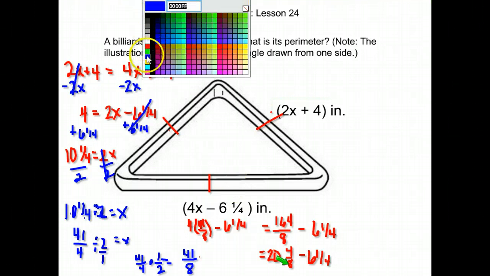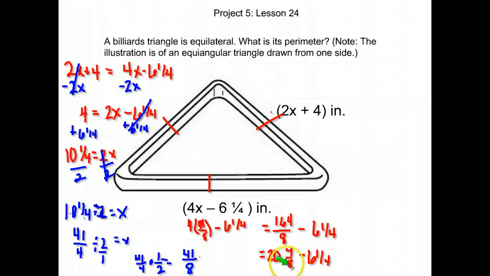How many fourths is 4/8? 8 divided by 2 gives me 4, and 4 divided by 2 gives me 2. Now I can subtract because I have a common denominator. 20 minus 6 is 14, and 2 minus 1 is a fourth.